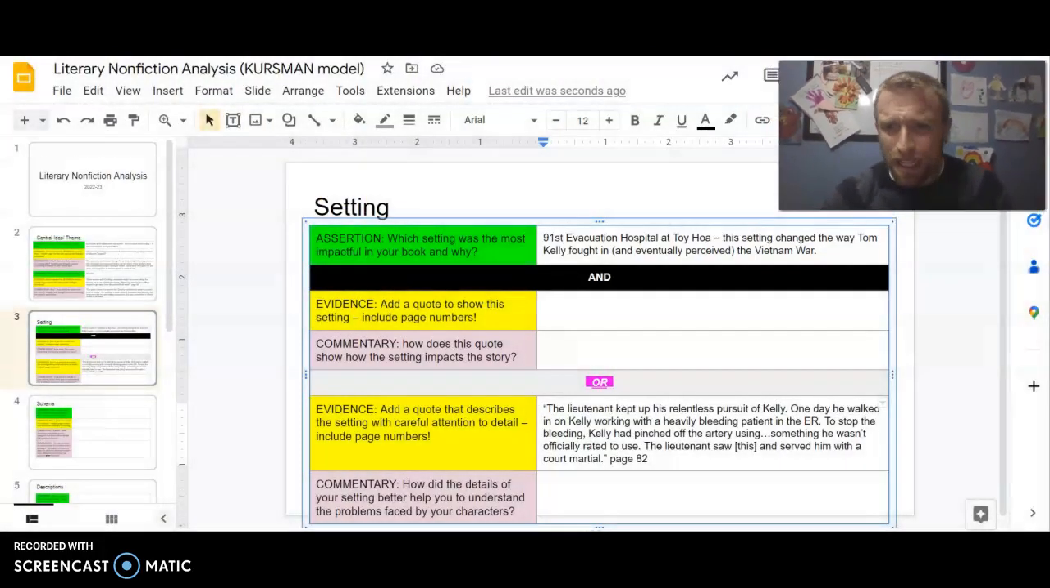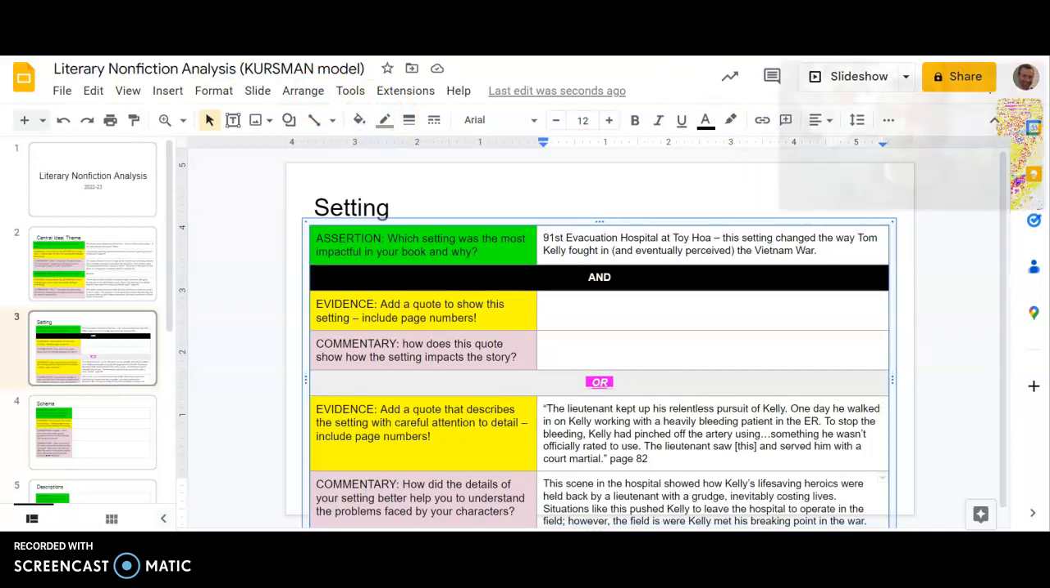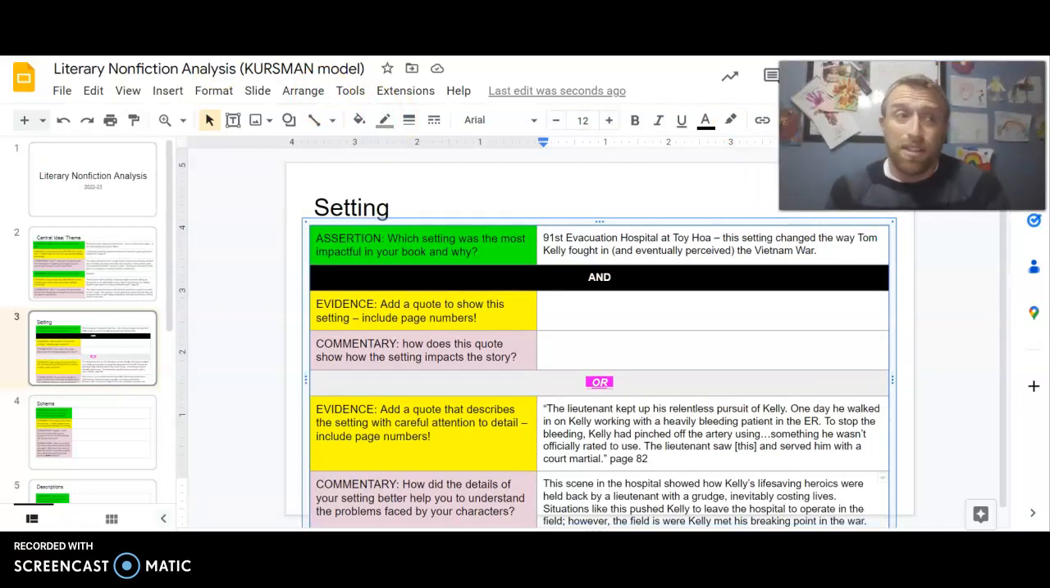So for me, I'm going to need to come up with an answer, and it might be something like this, where the hospital is actually a place that pushed this medic, Kelly, back into the field, and in the field he actually learned that the Vietnam War was more than he could handle.